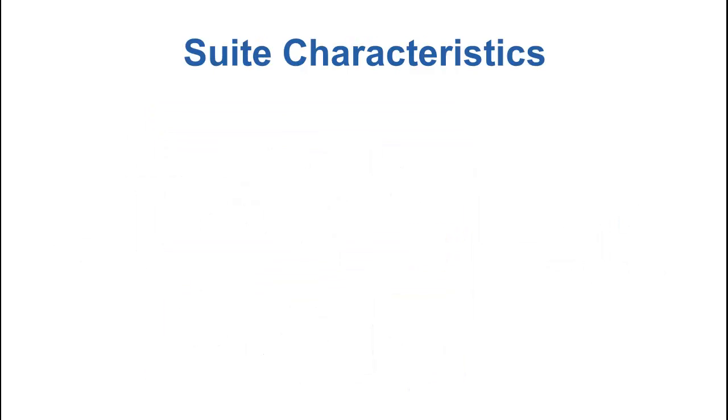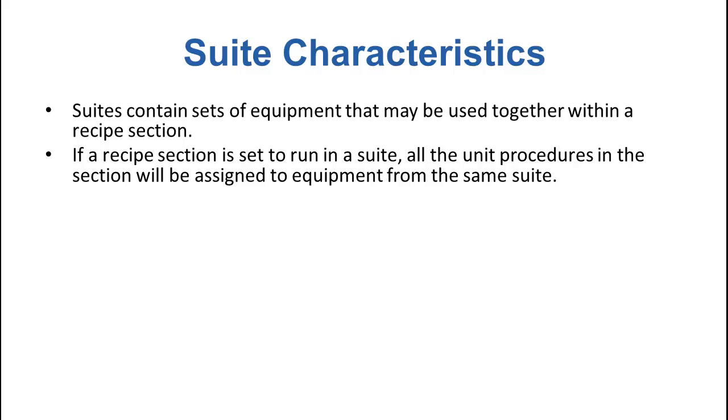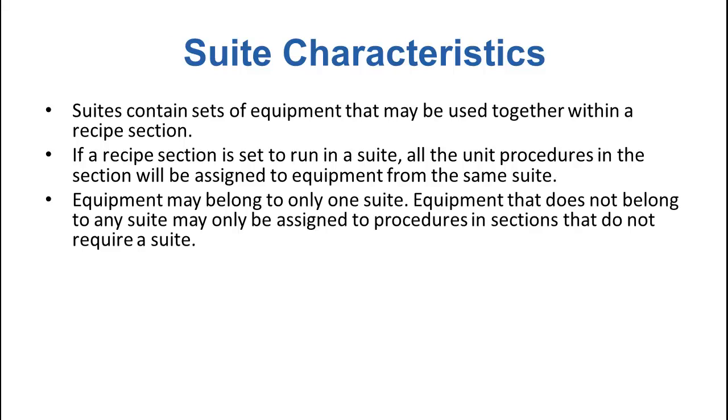In order to use suites, the following suite definition and characteristics should be kept in mind. First, suites contain sets of equipment that may be used together within a recipe section. If a recipe section is set to run in a suite, all unit procedures in that section will be assigned to equipment from the same suite. Equipment may belong to only one suite.